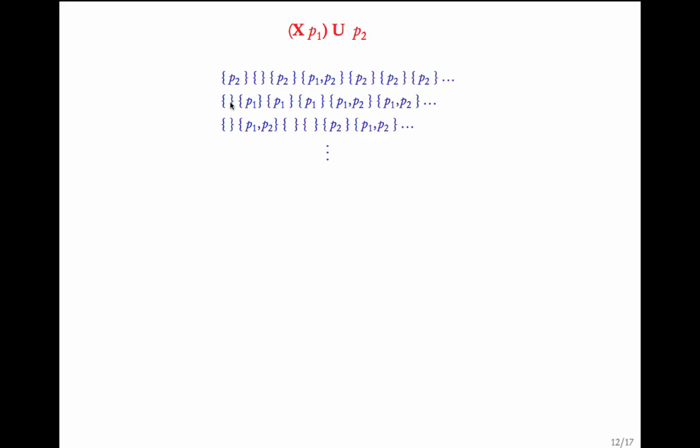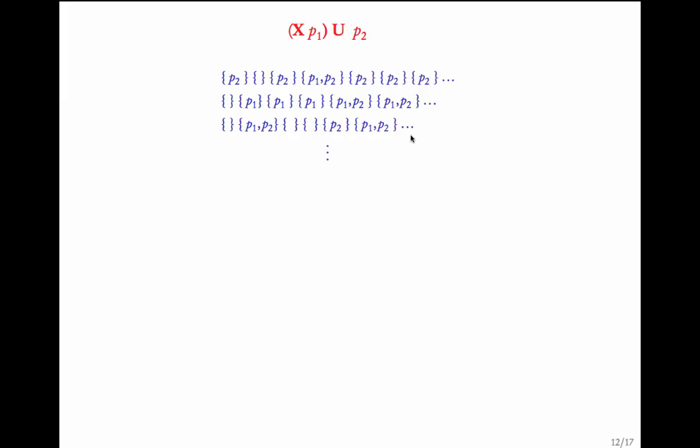Let us check. Look at position 0. Does it satisfy XP1? Yes, because here there is P1. Look at position 1. Does it satisfy XP1? Yes, because here there is P1. Look at position 2. Does it satisfy XP1? Yes, because the third position contains P1. Similarly, look at position 3. It satisfies XP1 because position 4 contains P1. So 0, 1, 2, 3 satisfy XP1 and 4 satisfies P2.